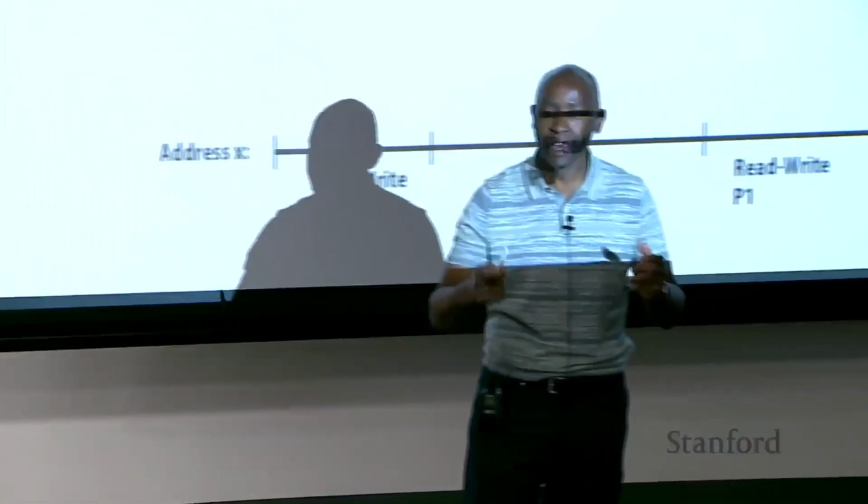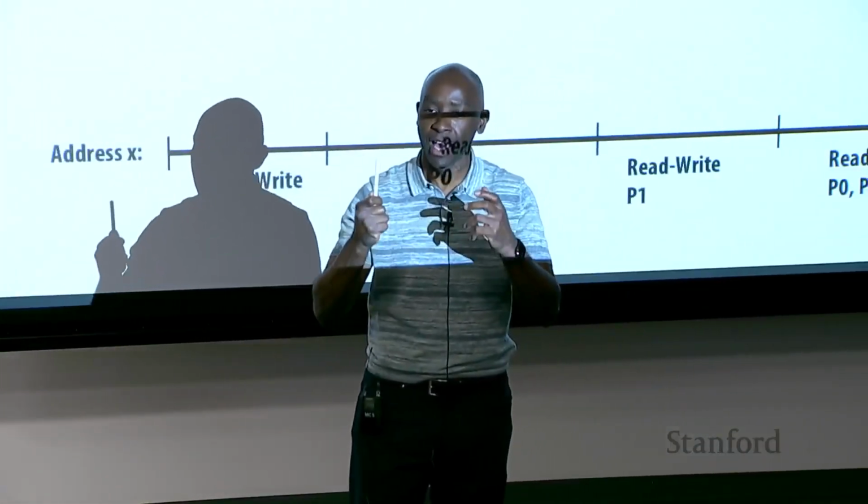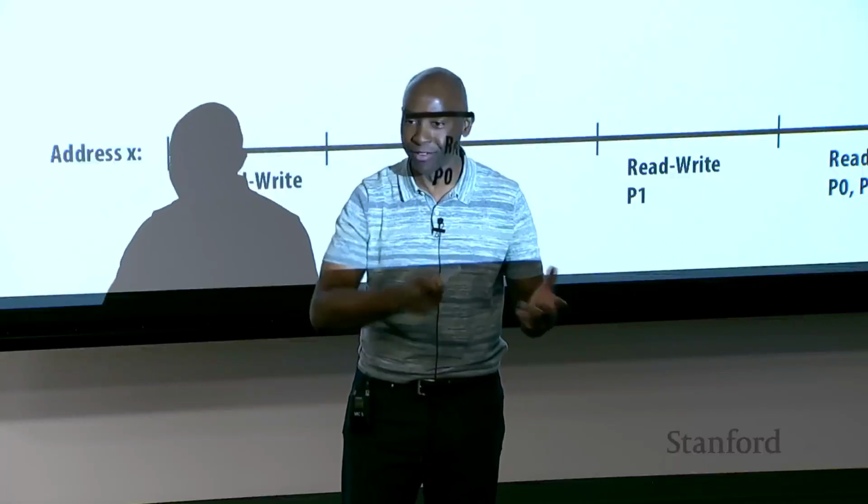Modify its cache line, and then it'll be time to write back to the next processor that wants to write. So the line could bounce all the way around, but essentially every time you got exclusive access to the cache line, you get to do a write.